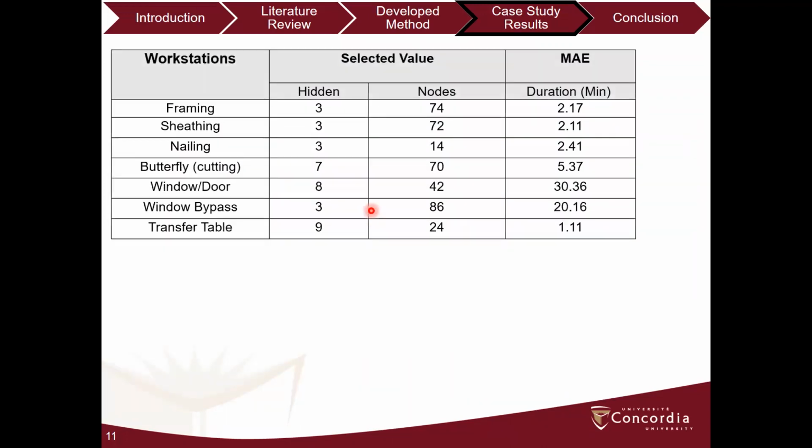The next critical step in the case study was to develop a DNN predictive model by considering the wall panel design factors. In this research, the rectifier activation function is selected and the range searched for the upper and lower bounds is 3 to 10 for hidden layers and 6 to 100 for number of nodes. As observed in the table, various workstations, for example framing, sheeting, nailing, and transfer table, have an MAE of less than 2.5 minutes respectively.